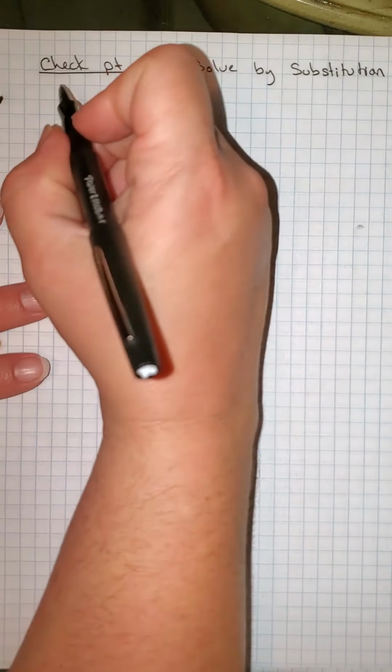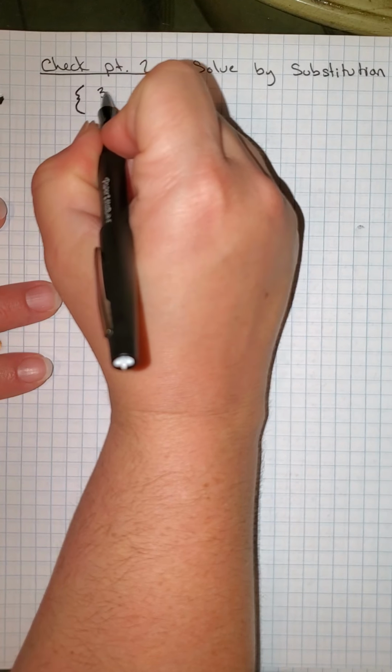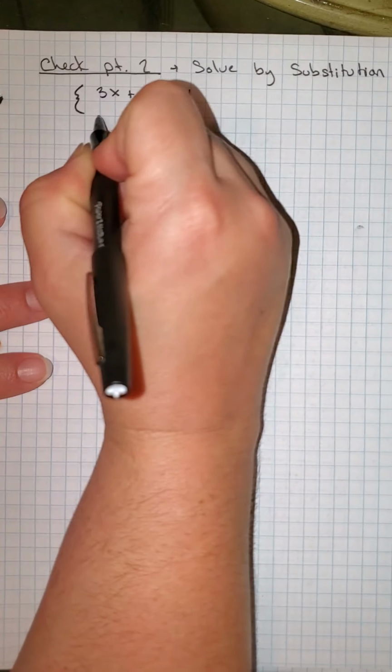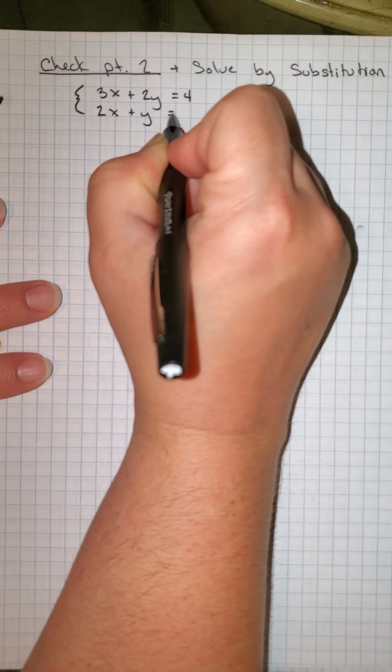Alright, so this one, to solve by substitution, we've got our equations 3x plus 2y equals 4 and 2x plus y equals 1.